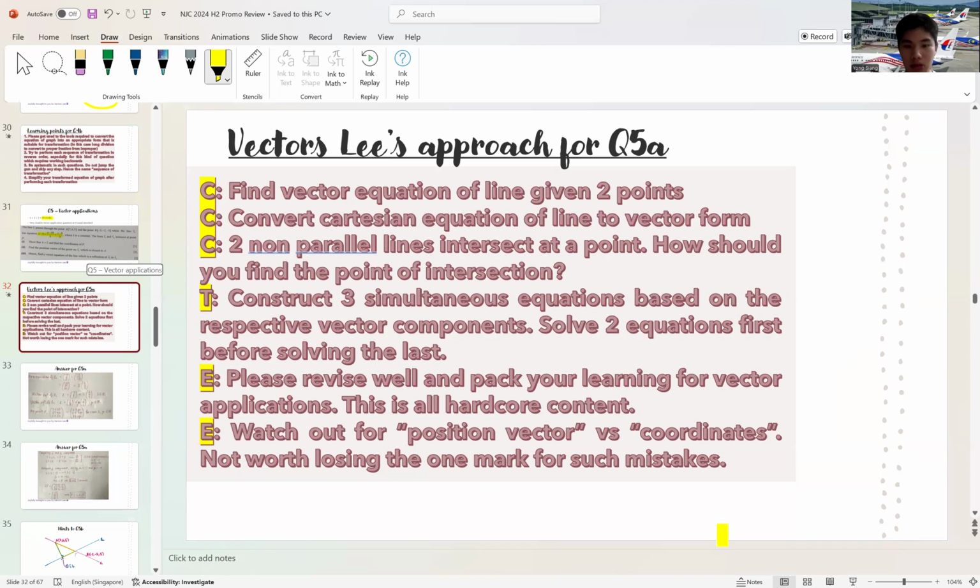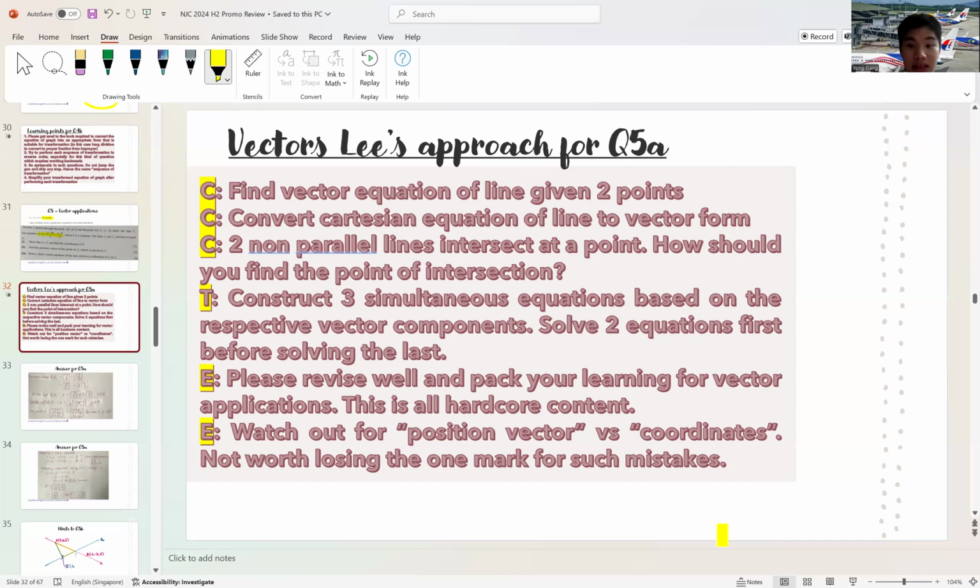Okay? So, ladies and gentlemen, you know that by virtue of the fact that at the point of intersection, the two equations of lines satisfy each other, hence you're going to solve them simultaneously, and thus the technique of constructing simultaneous equations. But in this case, because the lines are expressed in vector equation form and vectors are in 3D space, there are three components, so you need to construct three simultaneous equations based on each of the respective vector components. And then you're going to compare them and solve for the unknowns.